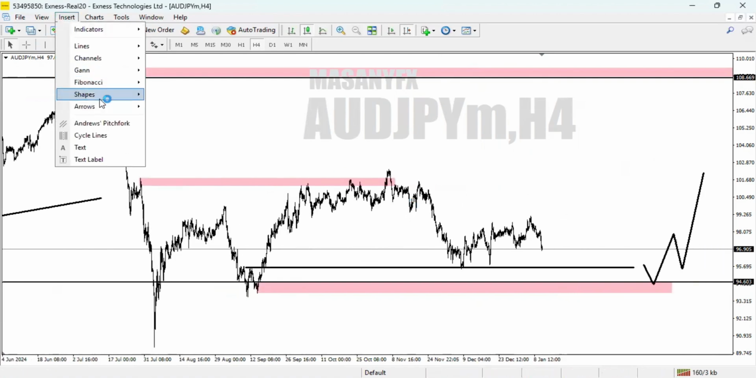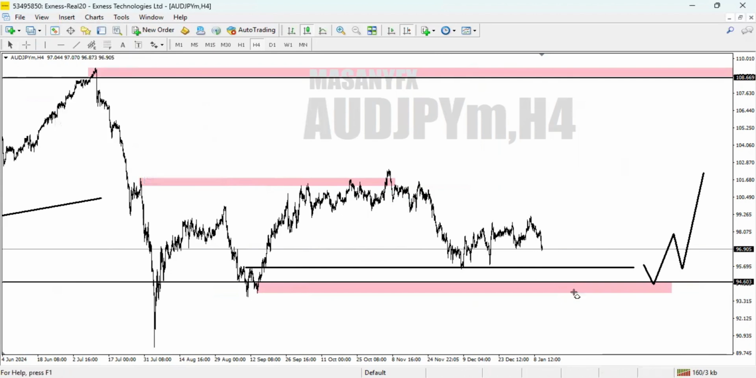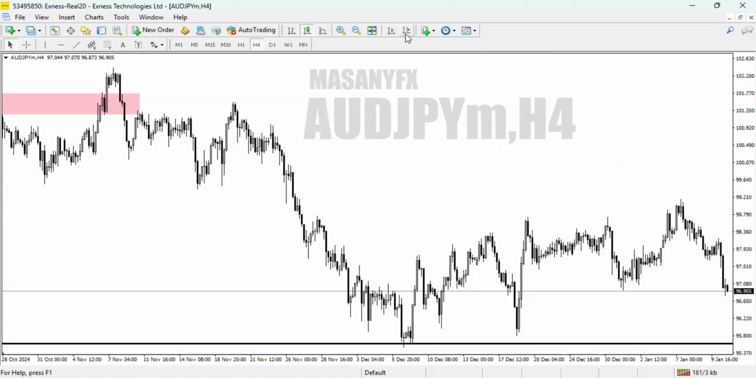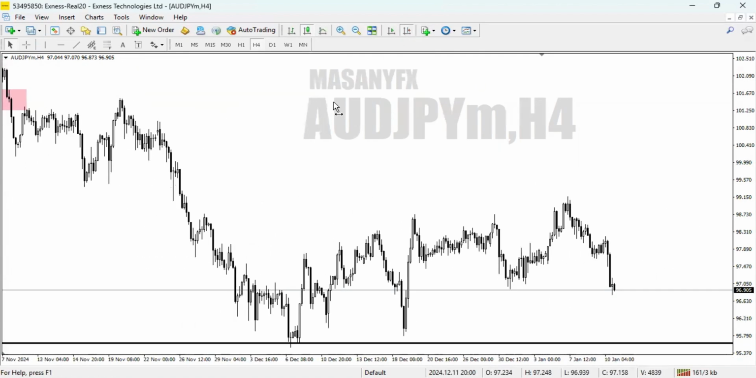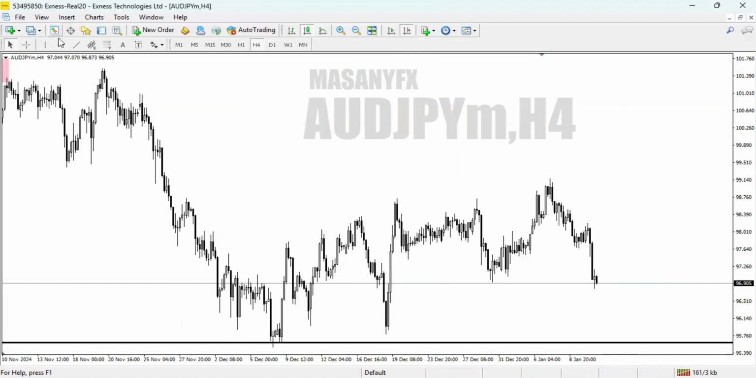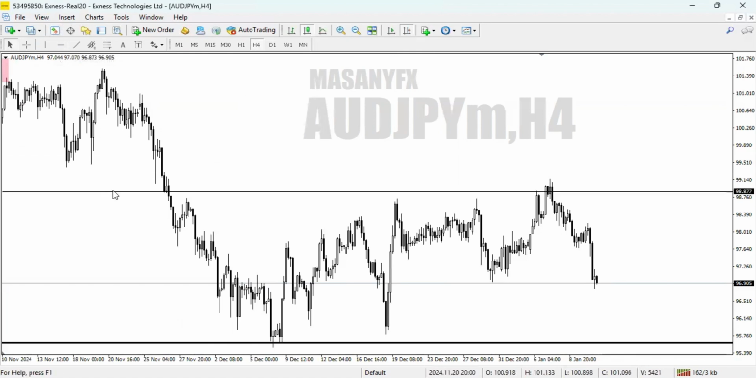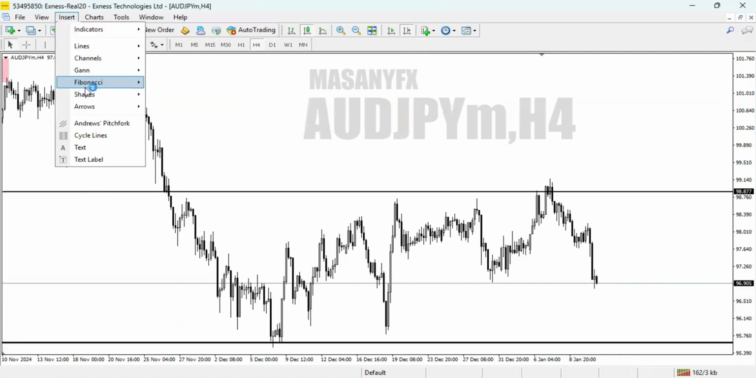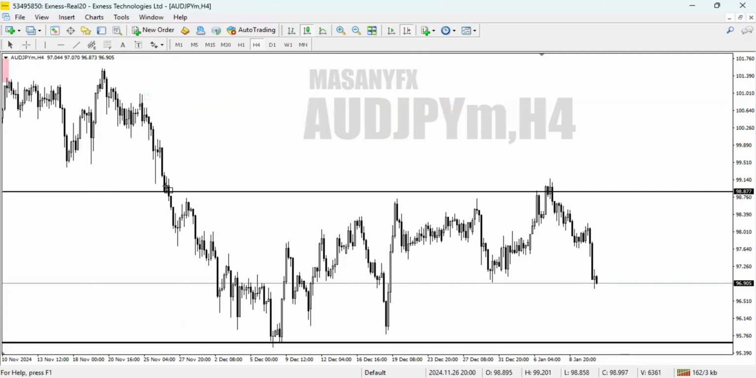The stop loss will be below this zone. No? Stop loss will be below this zone. This is what we call a drop per stop.